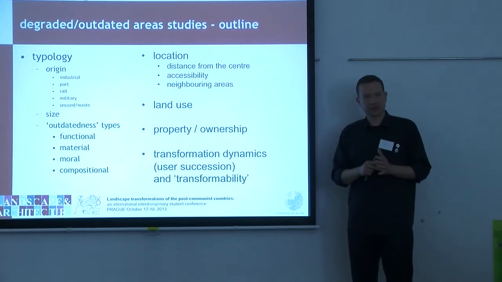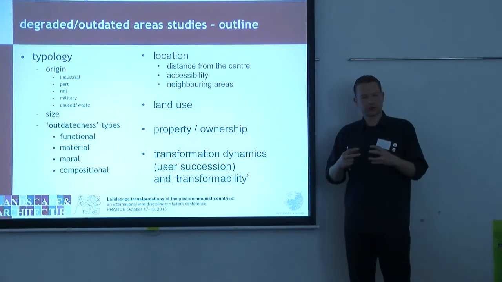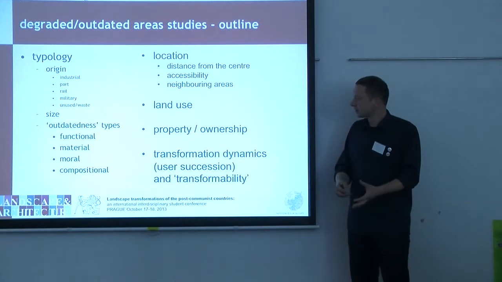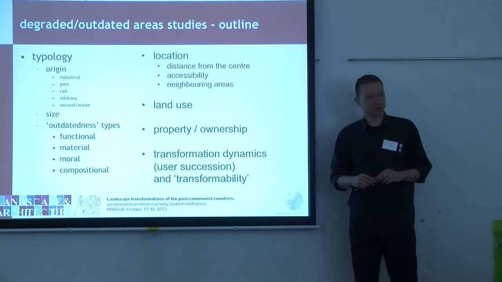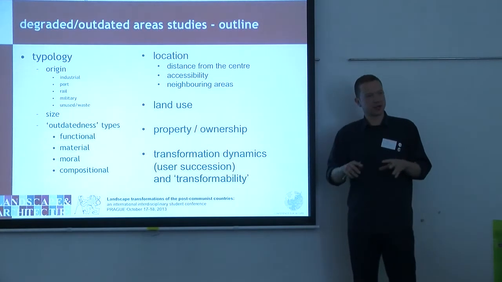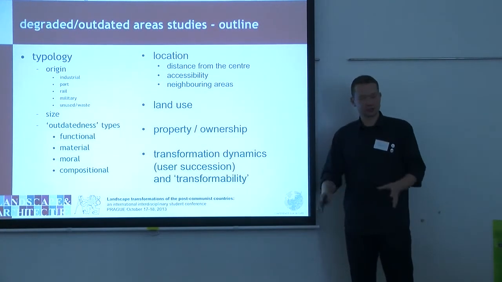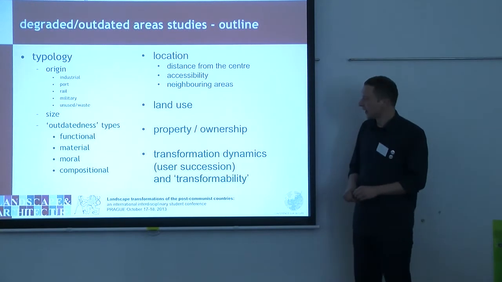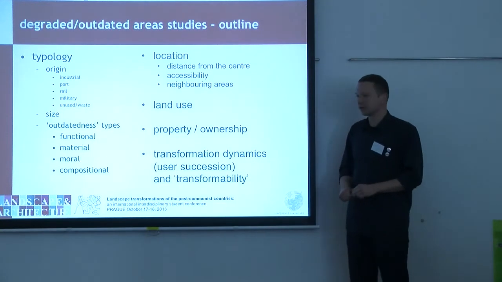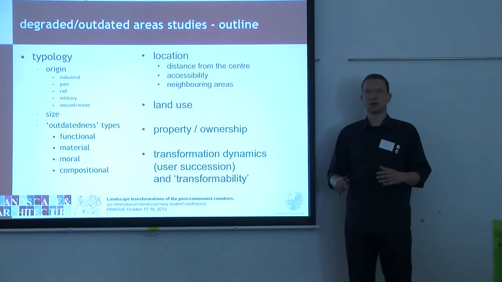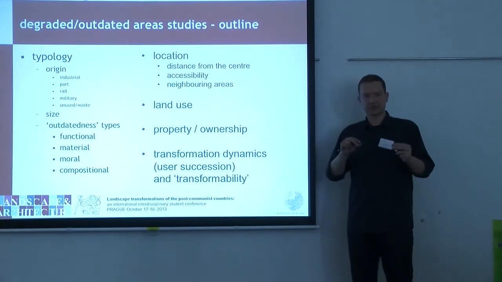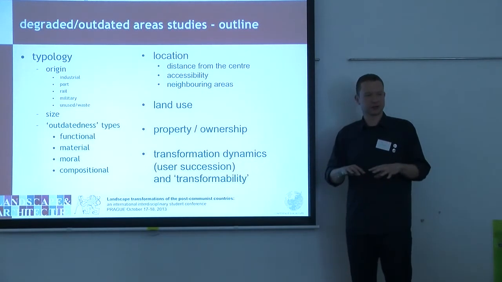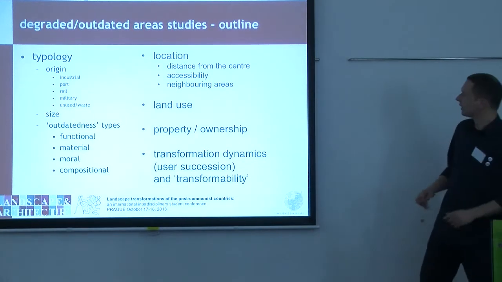Material is when the physical buildings have deteriorated. Moral, a very interesting category, is when the perception of the users of the area has deteriorated so much that they don't use it anymore. And compositional is generally when other developments have lowered the quality of a certain area.